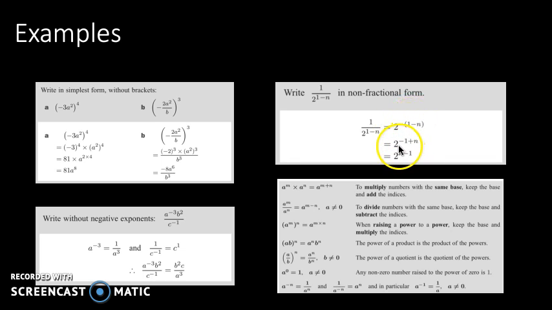And then we can just times this bracket out. So minus times the 1 is going to make it minus 1, and a minus times the minus makes a plus. So we end up with 2 to the power of minus 1 plus n. And then we can just rearrange these two, the minus 1 and the n, to make it look a bit neater. And then we get 2 to the power of n minus 1.